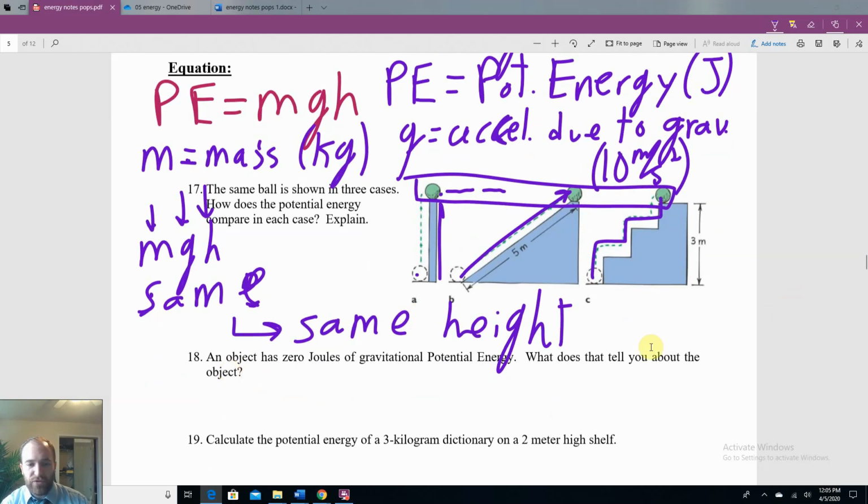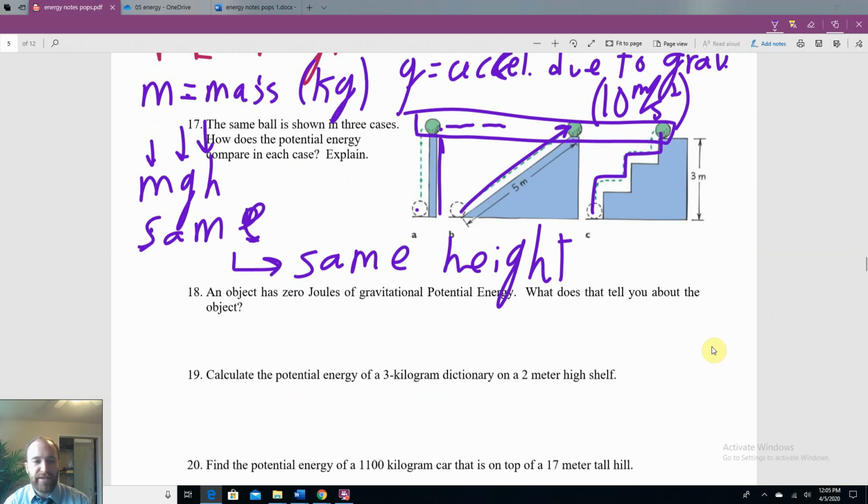18. An object has 0 joules of gravitational potential energy. What does that tell you about the object? Well, gravitational potential energy depends on the height, right? So if it has no potential energy, I would say that it has no height. And that's what it tells you.